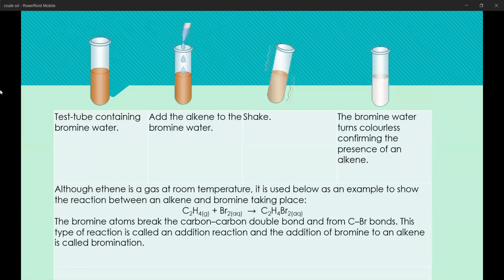So, step 1, you get the test tube containing bromine water. Step 2, add the alkene to the bromine water. Step 3, shake. Then step 4, the bromine water should turn colorless, confirming the presence of an alkene.